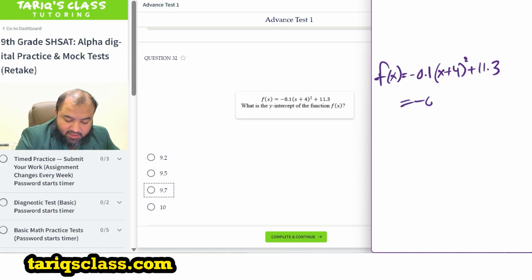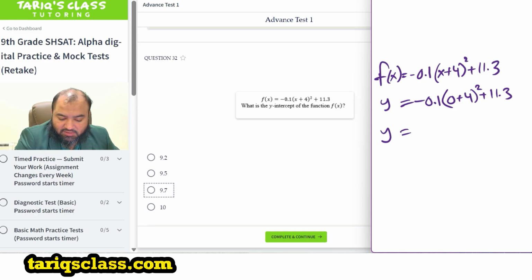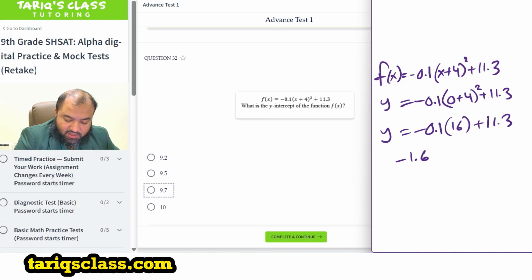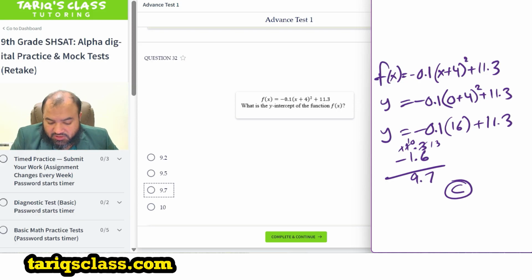Okay, so let's do that. Negative 0.1 times (0 plus 4) squared plus 11.3. So f of x is the same thing as y, okay? You can write it as y or not, doesn't matter. So negative 0.1, 4 squared is 16, plus 11.3. What is 16 times 1? That's negative 1.6, okay? And 11.3, so we just have to subtract. So 13 minus 6 is 7, right? And 10 minus 1 is 9. So 9.7, yeah. C is the answer, the third one. All I had to do is plug in 0 for x. That's all we need to do for the questions that are asking for y-intercept.